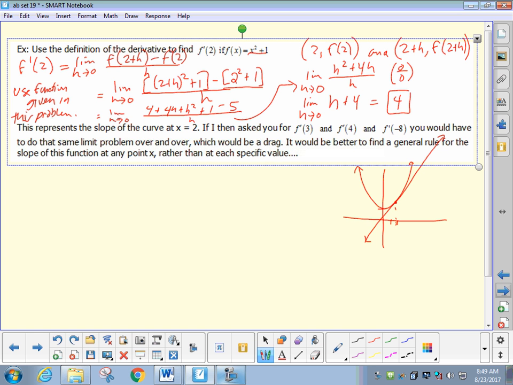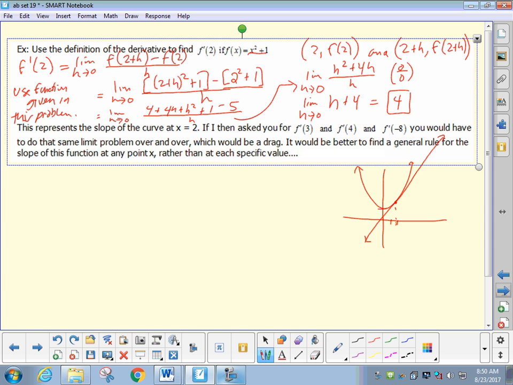And it is. Perfectly 4. Okay? That's what you found. You found the slope to the curve, or the tangent slope to the curve at x equal 2. Now, that obviously represents the slope of the curve at 2, as I just said.